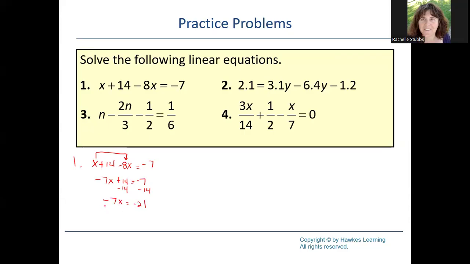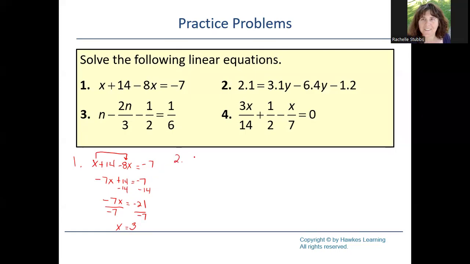Then I'm going to use the principle of multiplication or division of equality. I'm going to use division right here, and divide by negative 7. And I want to divide by the negative because I want x to be positive. And in the end, I end up with x equals a negative 21 divided by a negative 7. That would be a positive 3.